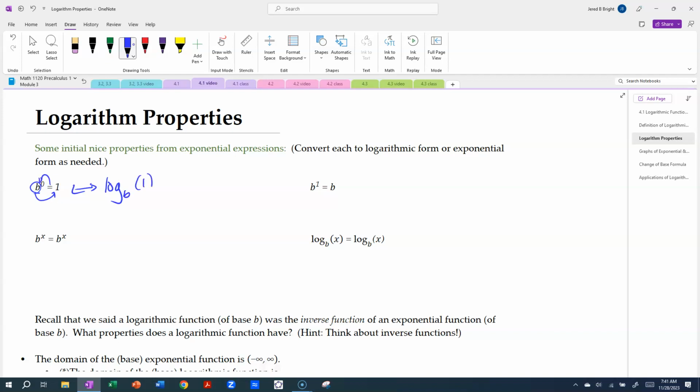Log base b of 1 is equal to 0. So this means if you're working with a logarithm of any particular base and the input is 1, you get out 0. Oh, okay, that's kind of handy. So that we should definitely keep in our toolkit.